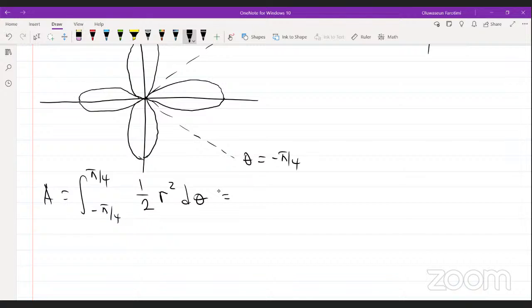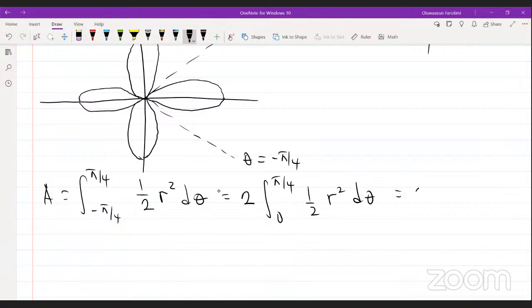But what do we know? This r squared is even. Whenever it's even, or we have some kind of symmetry, just write this as 2 times the integral from 0 to pi over 4 of 1/2 r squared d theta.